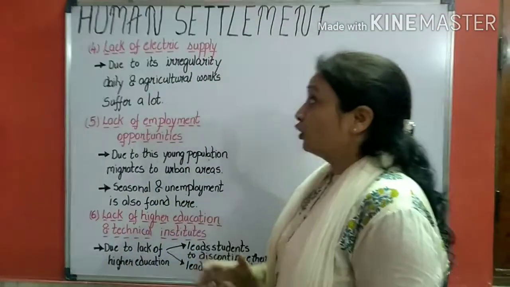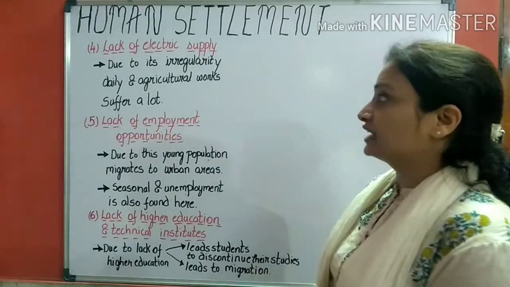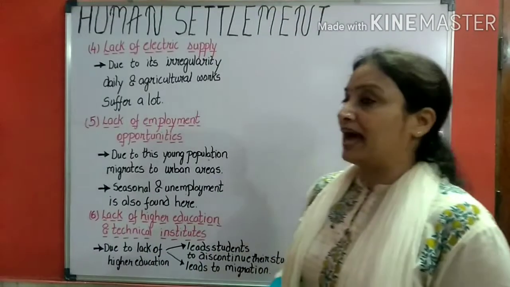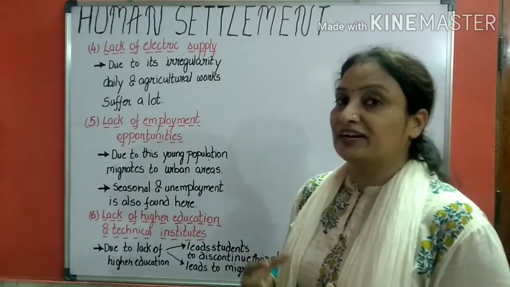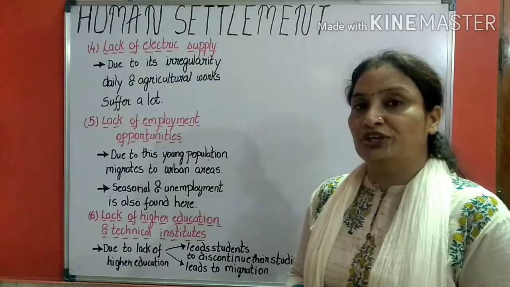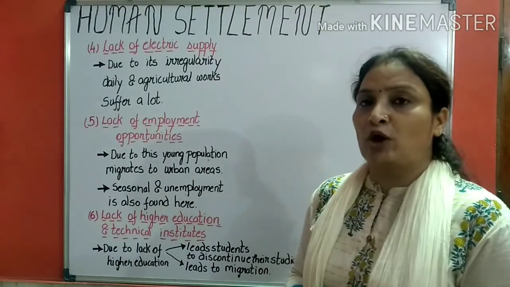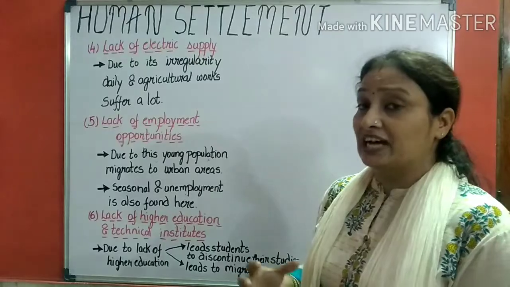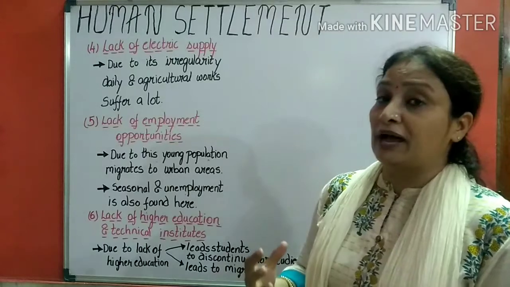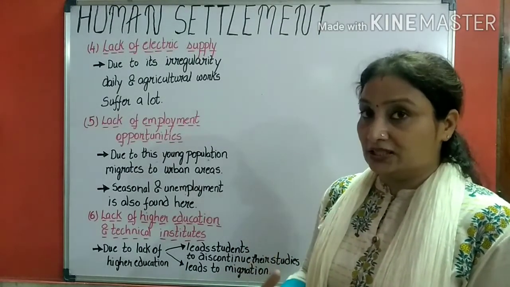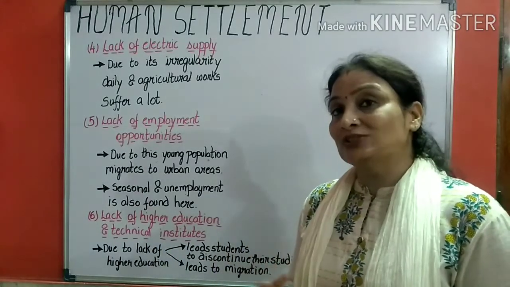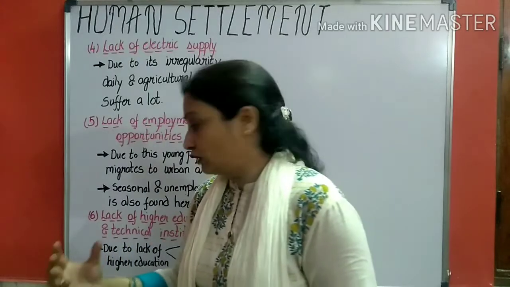Now, fourthly, we come to the lack of electric supply. Due to lack of electric supply, village daily work is suffered as well as agriculture work suffers a lot. Lack of employment opportunities. In villages, there is lack of employment opportunities, which creates a lot of problems. Therefore, there is a seasonal as well as permanent migration to other places. People migrate to other places because when there is no agricultural work, then people migrate to other places.